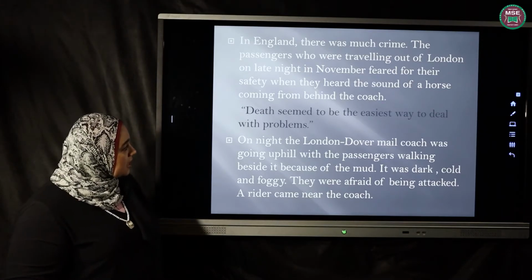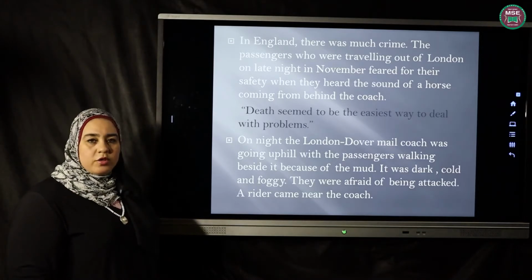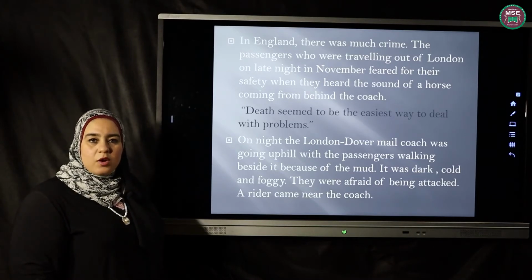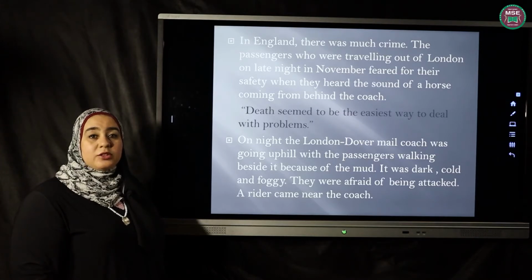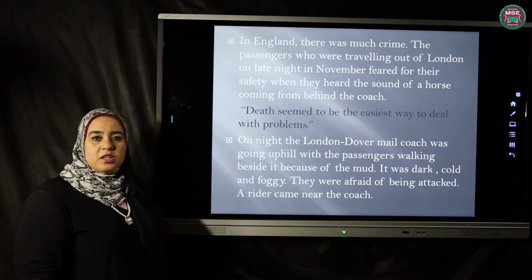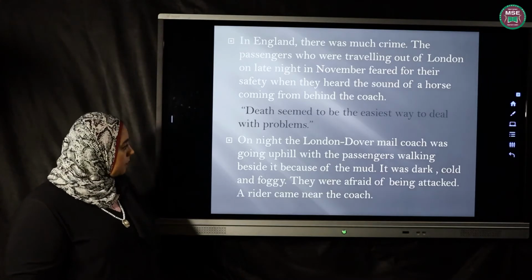Death seemed to be the easiest way to deal with problems. All the people find killing is the easiest way. They were killing anyone just to get money to eat. They don't need the money for anything to enjoy themselves. No, they need the money to eat. They can't find any money to eat.